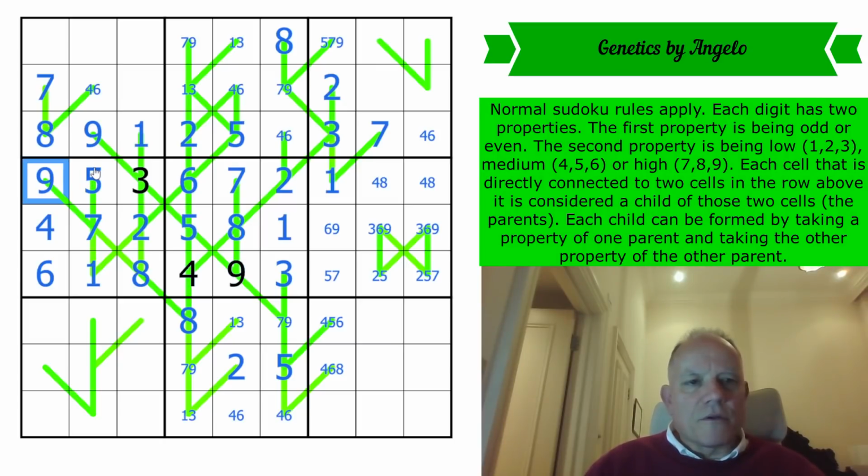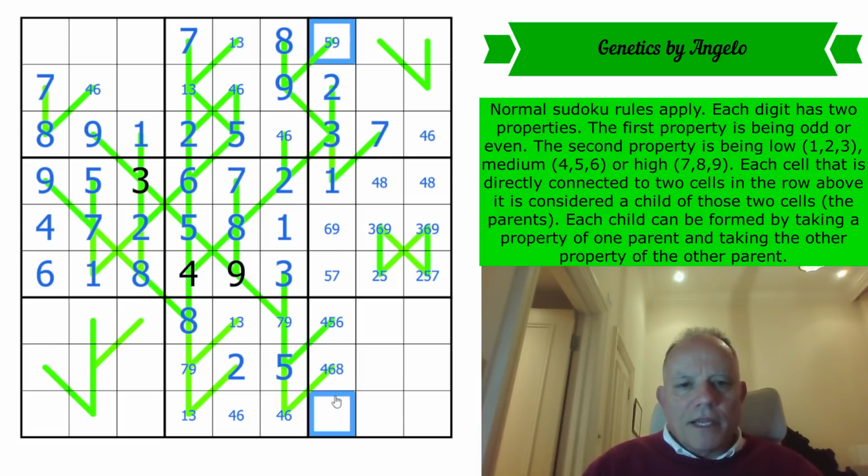Oh, this is so clever, really. It's an absolutely intriguing puzzle. Right, 7 there has sorted out the 9, 7. Now, this 9 has a high parent, needs an odd parent. Oh, yeah, it's not a 7, that's all I know.